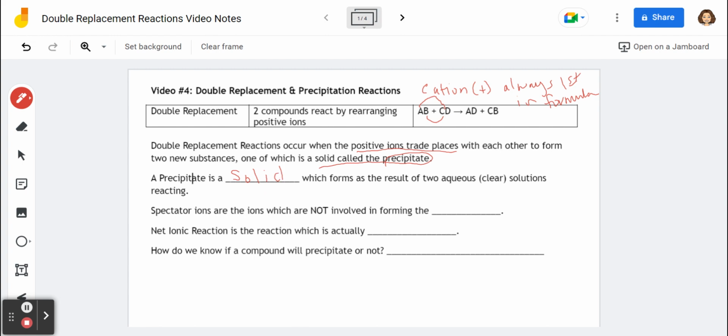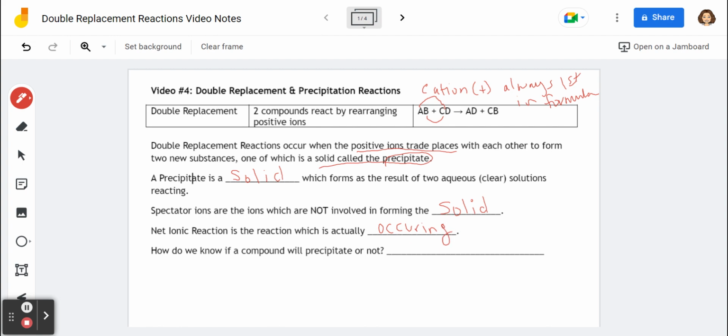Spectator ions are the ions which are not involved in forming the solid. You can imagine them as like spectators at a game, right? They are just watching the reaction happen. We also have what's called the net ionic reaction, which is the reaction which is actually occurring. And we'll be talking about that more in the next video.